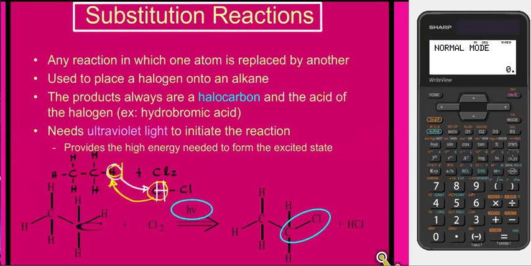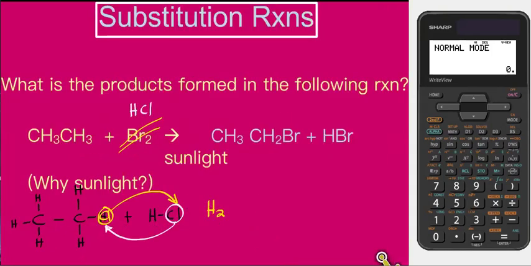So let's go back and read the story about substitution. They are telling you any reaction in which one atom is replaced by the other, meaning there's a swapping. It's used to place a hydrogen onto an alkane. Okay, to produce, the products are always halocarbons, which means the one I gave you as an example, here you're getting halocarbons. Can you see? There's halogens. This was an HCl. All right.